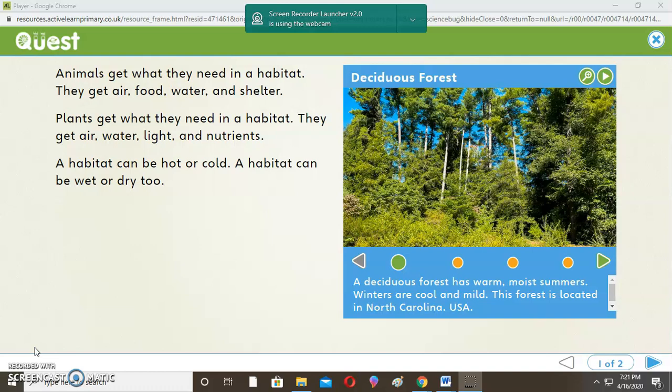Okay, now let's get started. What does an animal need in a habitat? Remember, just like humans, like us, we need food, we need water, and we need air so as to survive. It's the same thing with animals. Animals also get air, they need food, they need water and a shelter, just the same way as us.